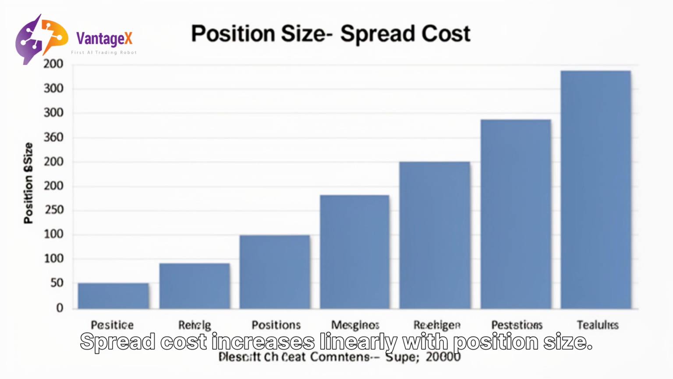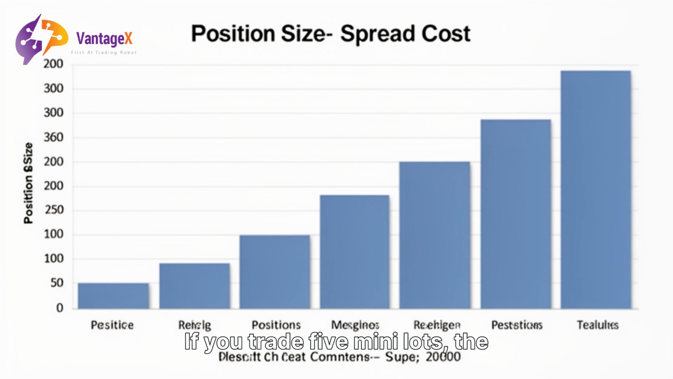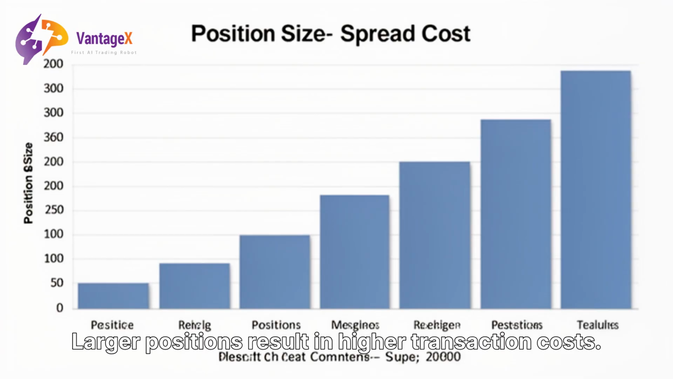Spread cost increases linearly with position size. If you trade 5 mini lots, the cost becomes $7. Larger positions result in higher transaction costs.